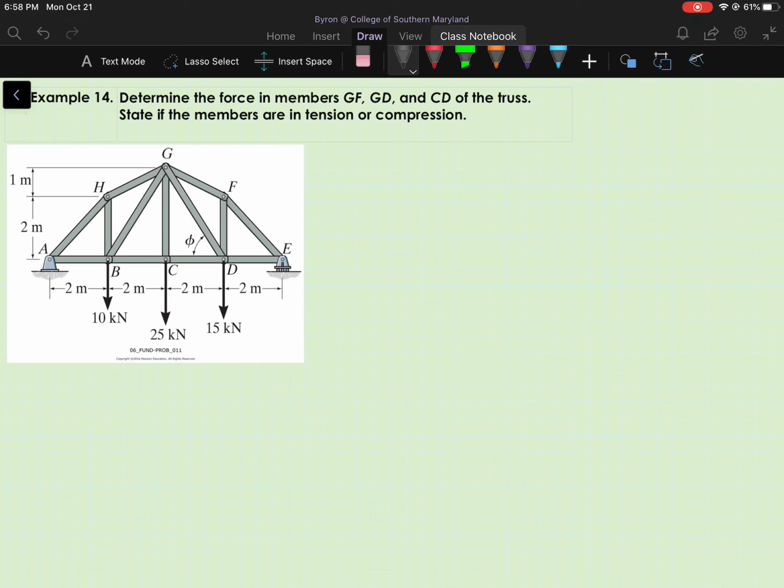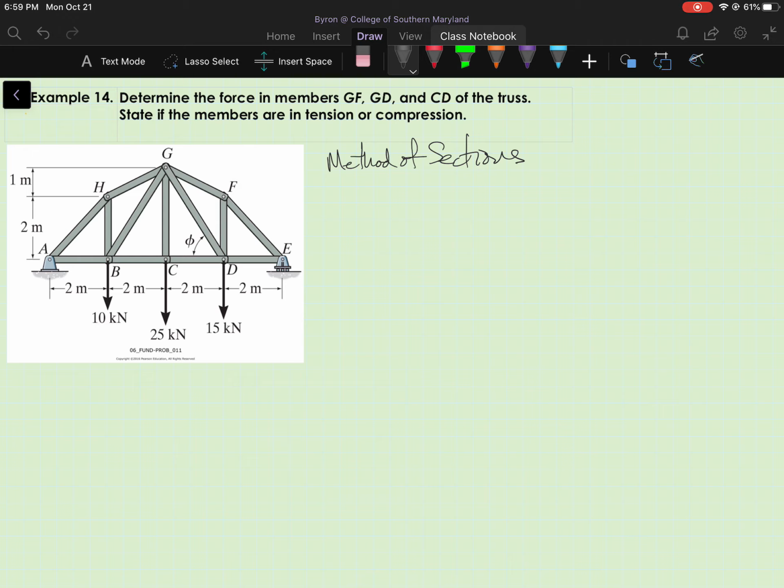You don't have to. You can use the method of joints, but normally the method of sections is going to be a more efficient way to work the problem. I'm going to use the method of sections here. And the first thing I'm going to do is to decide how to cut the truss.